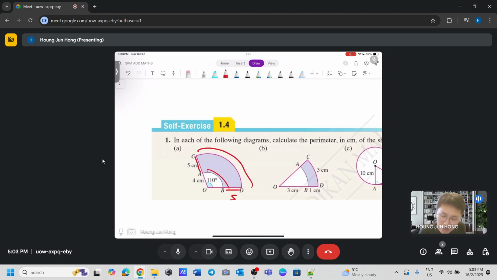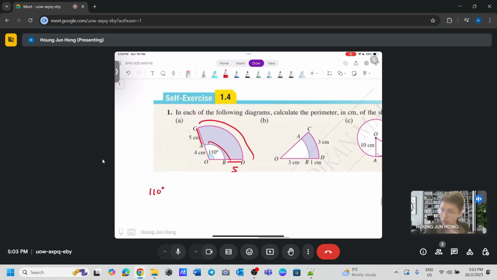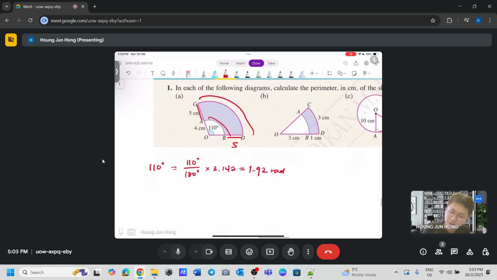Again, whatever the angle, we always convert it first. No matter what you do, convert the angle first. That might give you the first mark already. So convert to 3.142, and then that should give you 1.92. Now you just have to find out AB and also CD. Again, very simply, just use the correct radius.